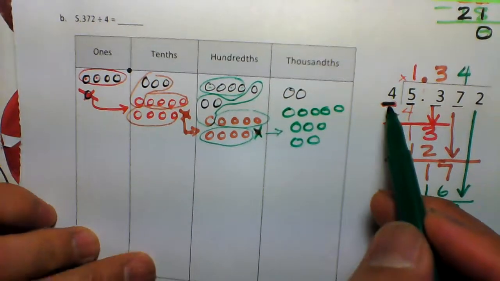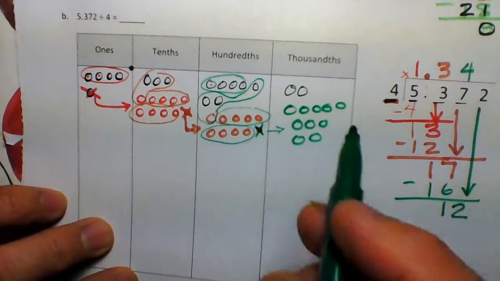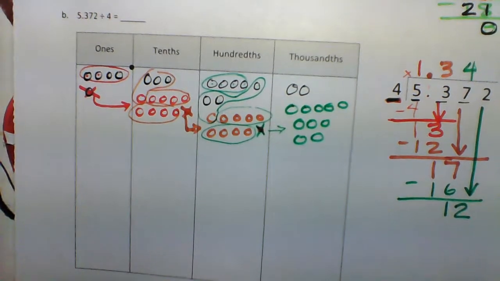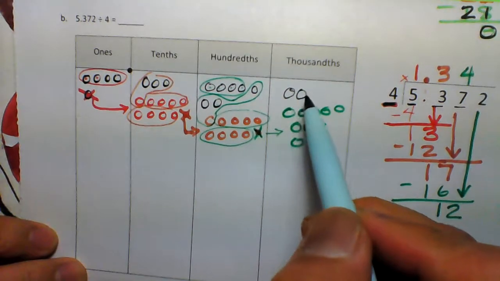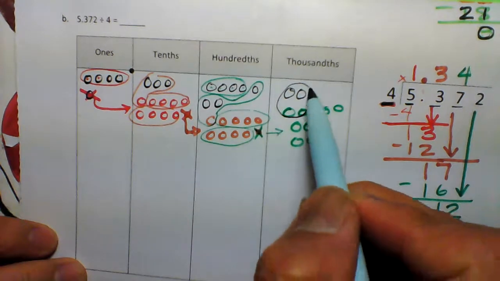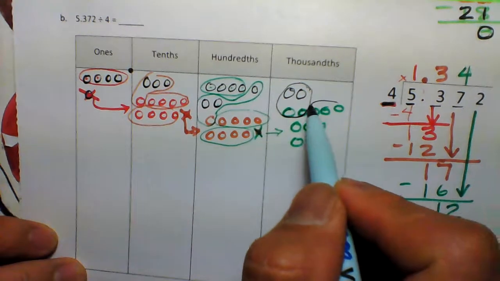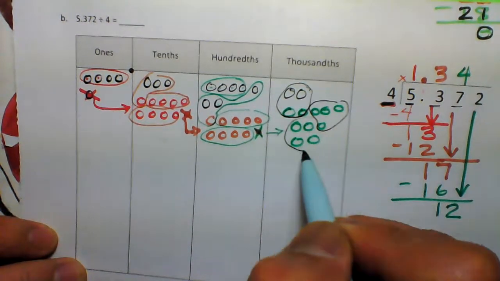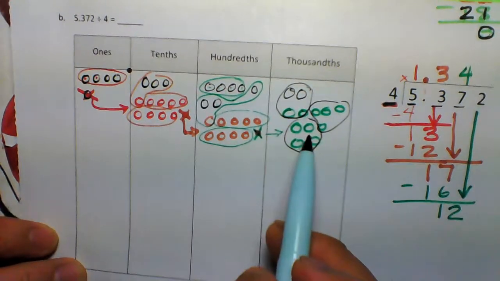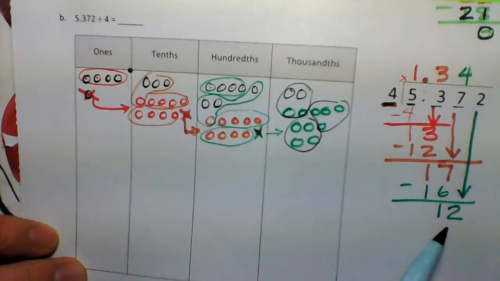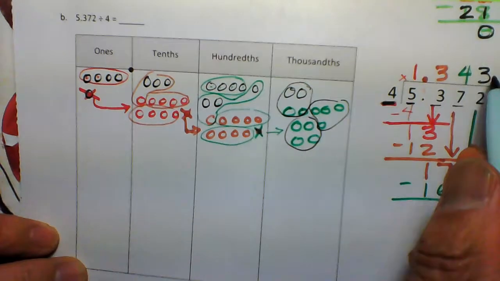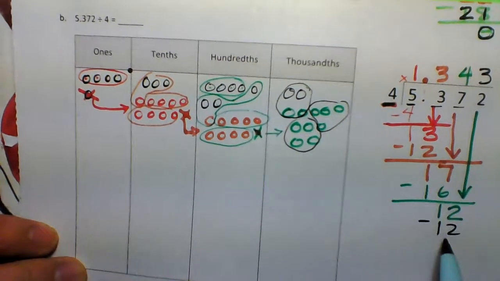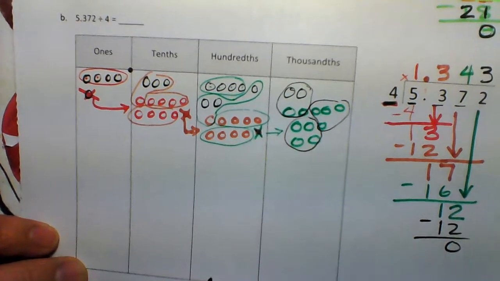Now we ask ourselves, how many groups of 4 can you make out of 12? We're going to do that right now. We count 1, 2, 3, 4. 1, 2, 3, 4. And 1, 2, 3, 4. So now we can see that 4 goes into 12 three times. 3 times 4 equals 12. We subtract that and we have a remainder of 0.